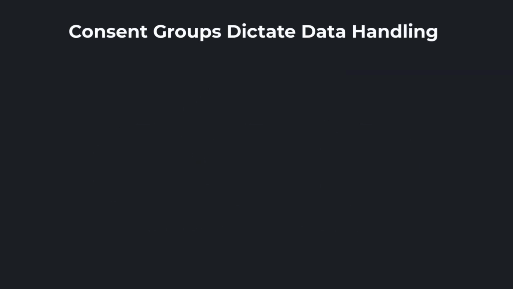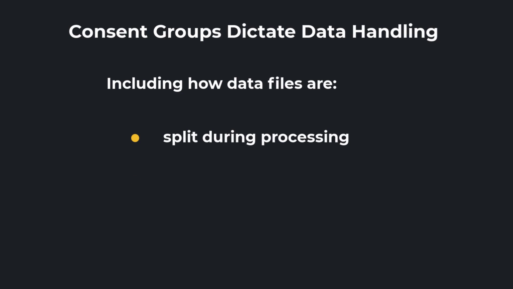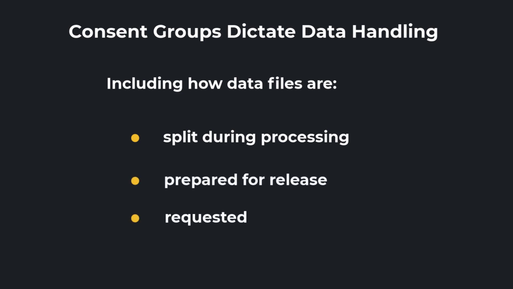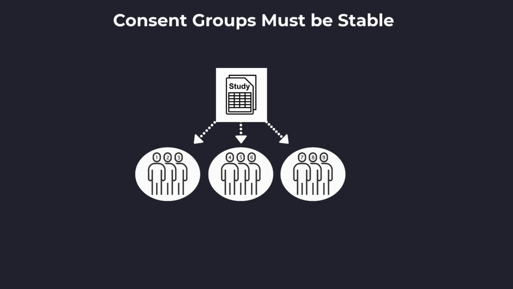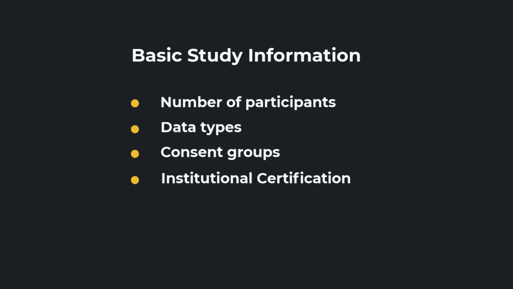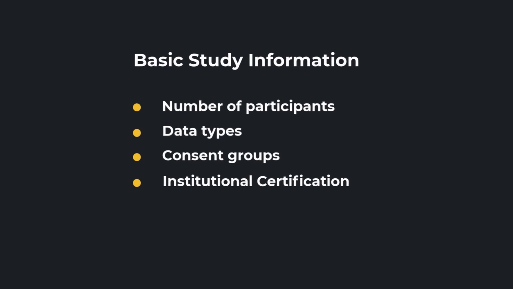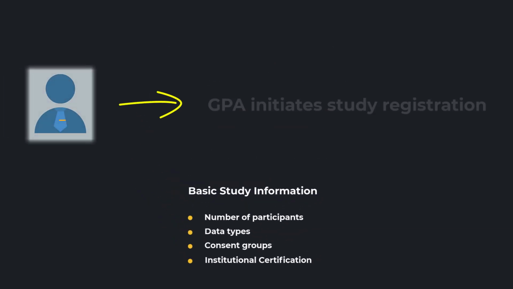And be aware that consent groups dictate handling of your data files, including how they will be split in processing, prepared for release, and requested. One final point is that consent group information must be stable. If you change the consent groups after processing has begun, your study will go to the end of the queue for reprocessing. After you have provided all the basic study information, the GPA will initiate the registration.